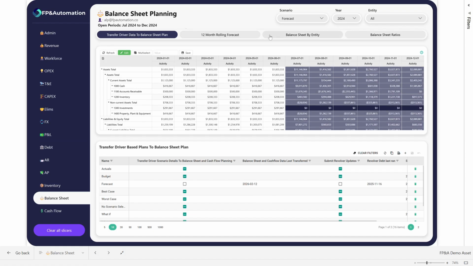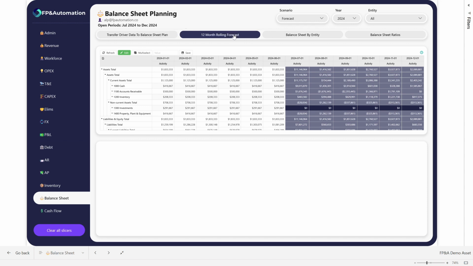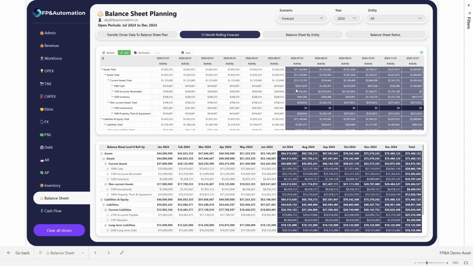Now, some other views that we have in place right here are, for example, a 12-month forecast. So your team is going to have the ability to see a 12-month forecast. You can also quickly click on any given entity.